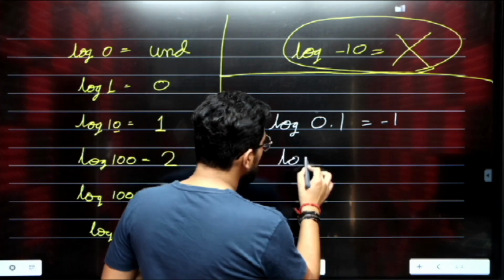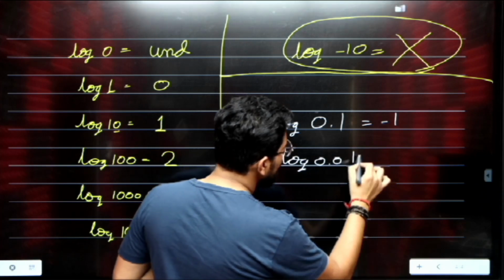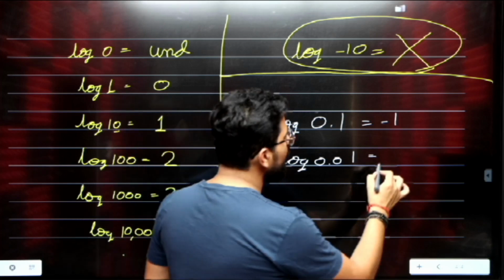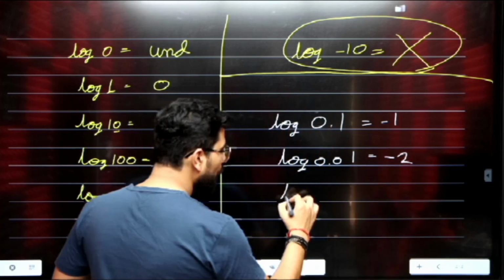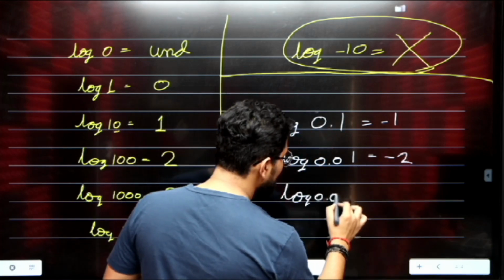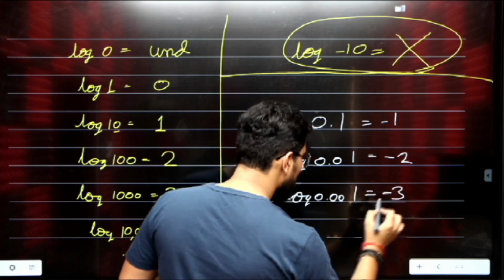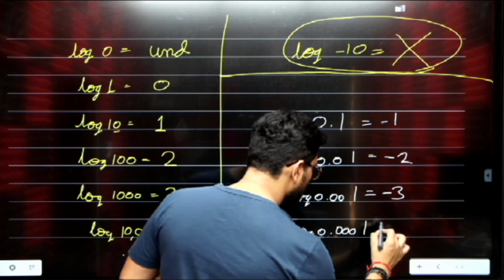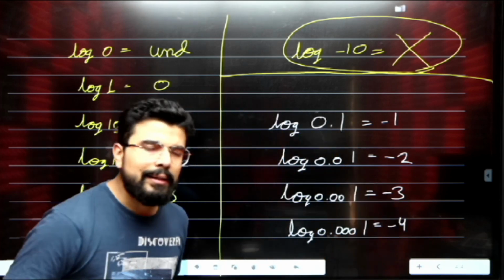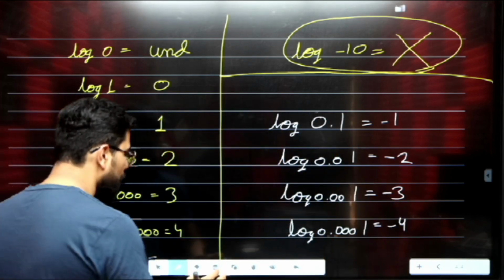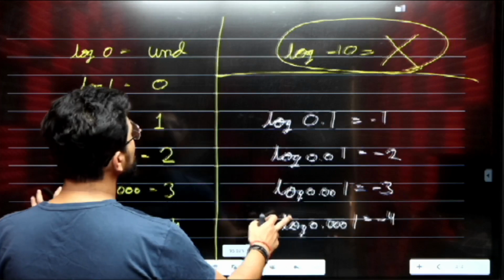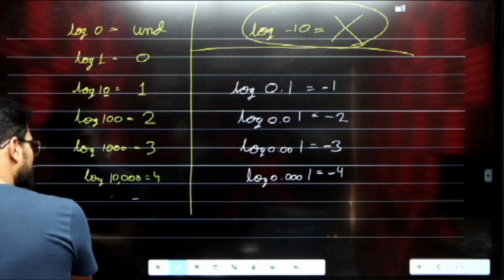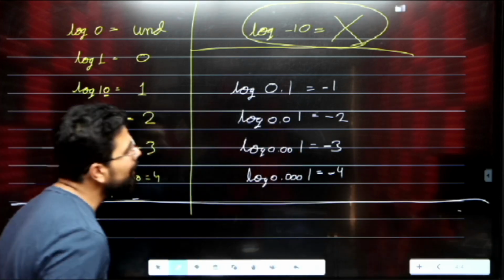So what is log 0.01? Log 0.1 is minus 1. Log 0.01 is minus 2. What is log 0.001? It is minus 3. What is log 0.0001? It is minus 4. Isn't it very easy? Yes or no, guys? Yes, sir. So we know that all these values can be solved by us. Is there any issue in that? No, sir. There is no issue in that. In the whole case, it is easy.